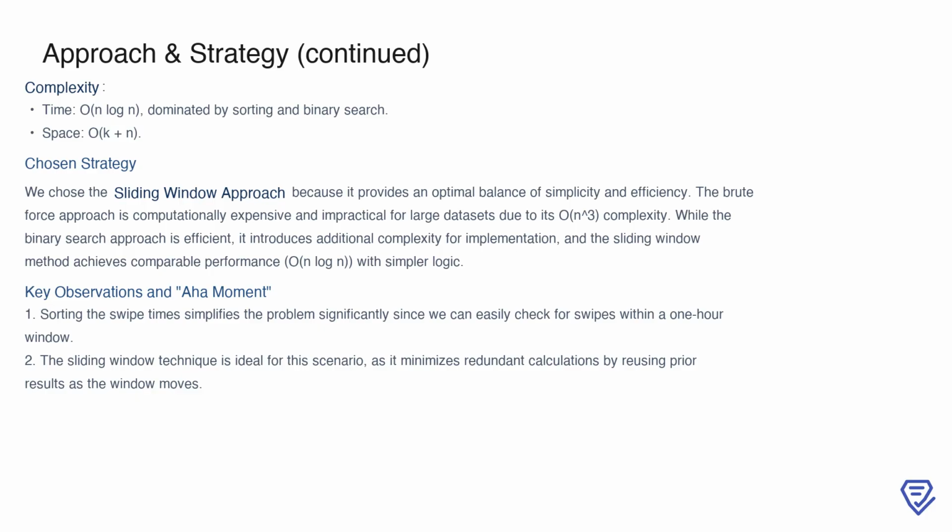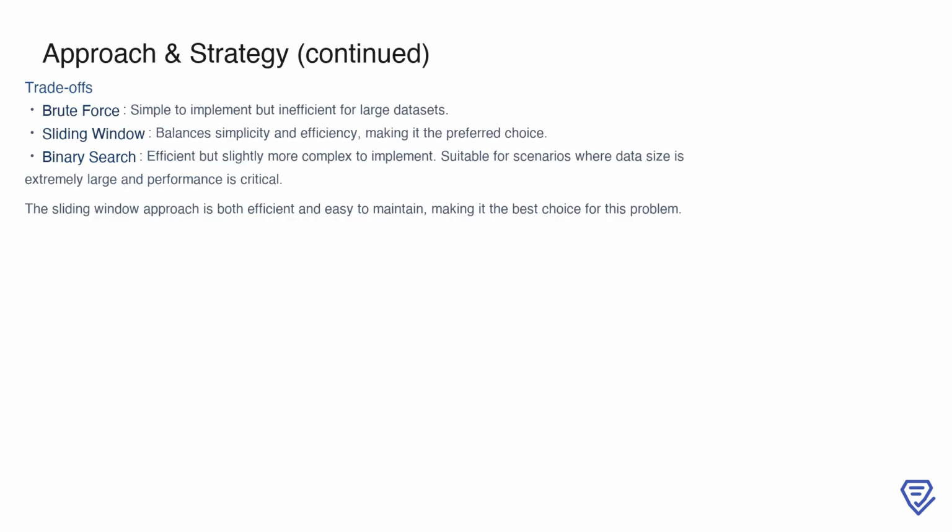A key insight that simplifies the problem is recognizing that sorting the swipe times for each employee allows us to focus only on swipes within the same 1-hour window. The sliding window is particularly effective here, as it avoids recalculating conditions for overlapping swipes, making it a natural fit for this problem. When comparing the trade-offs of these approaches, the brute force method stands out for its simplicity but is ultimately too inefficient to handle large datasets effectively.